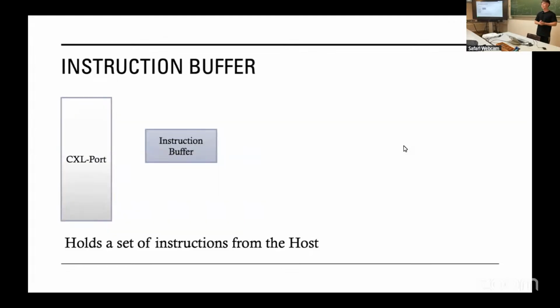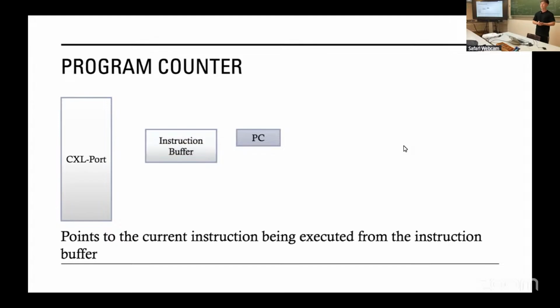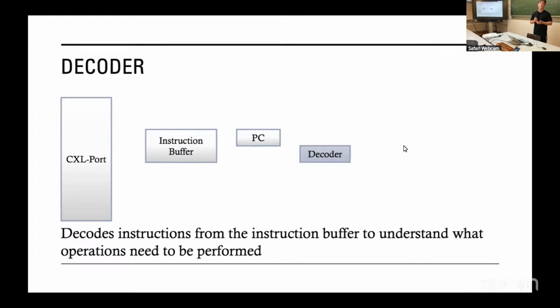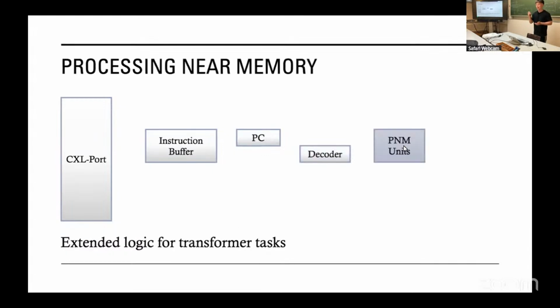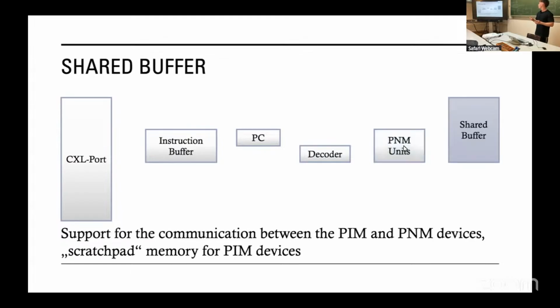And afterwards, we have the instruction buffer where the instructions from the CPU or the host are being stored. The program counter iterates through them and executes them. The decoder decodes the purpose of the instruction. And afterwards, there are PNM units, where there's logic specifically for LLM or transformer workloads. We have a shared buffer to communicate between the PIM units and the PNM units, and it can also be used as a scratchpad for the PIM units. The PIM units are coming afterwards.